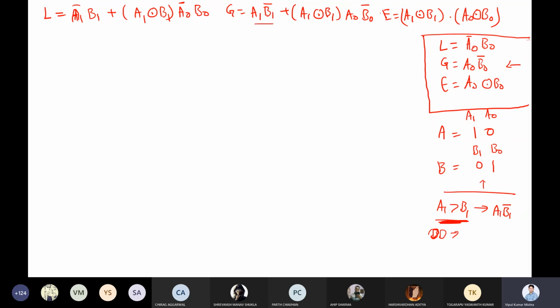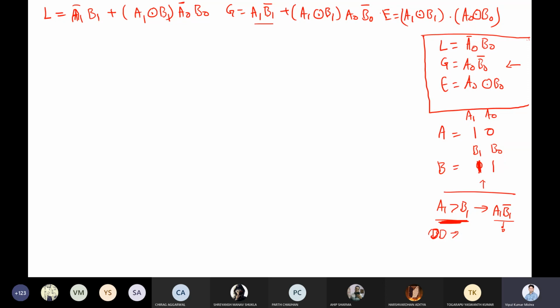Yes. Now next, suppose I am saying this is 1 1. Let's say I am changing it to 1 1. Now again, first you will start with the first one. You will say A1 dot B1 bar. Then what will it give? It will give 0 as output. So it will say no, it is not greater.